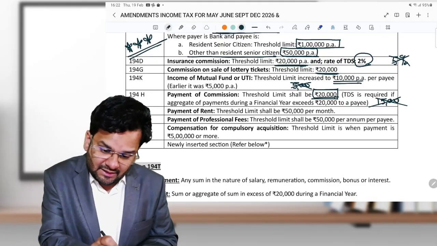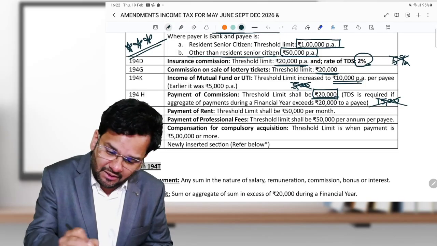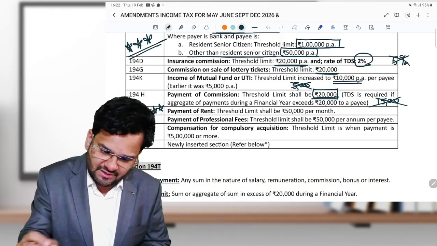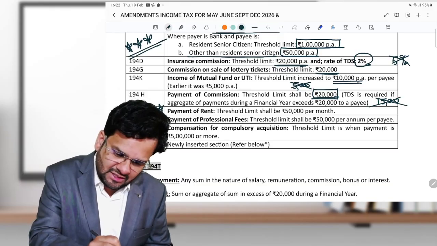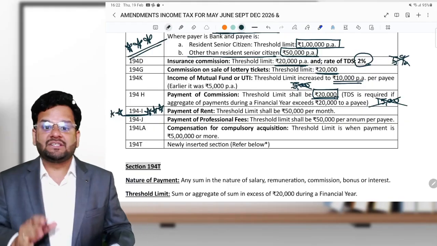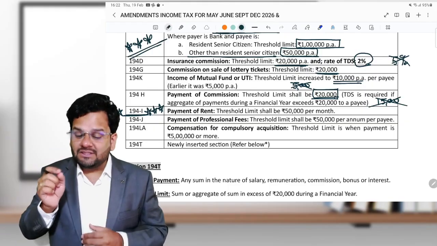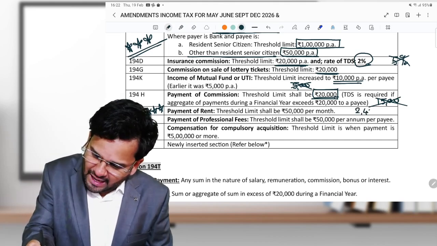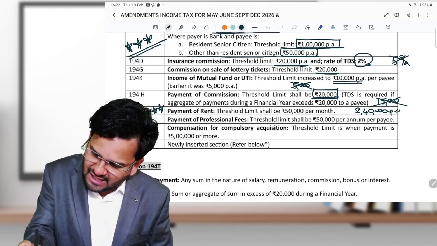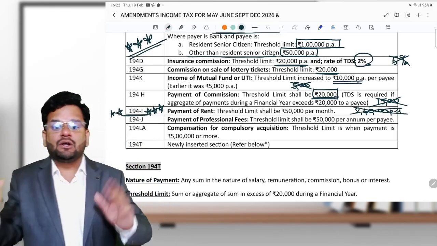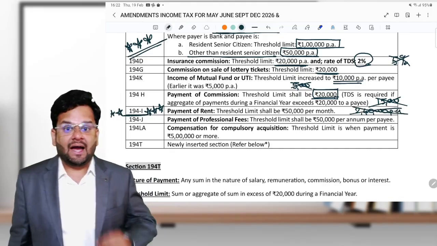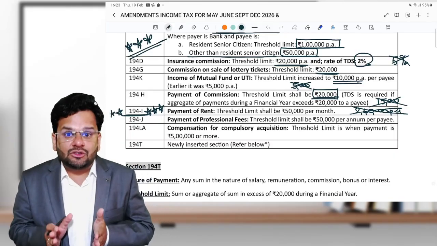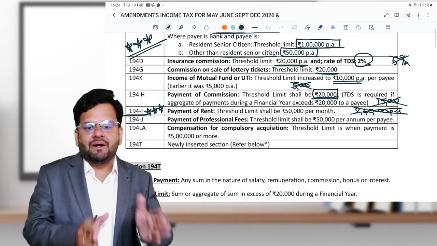Then rent, very big amendment. I would give it 5 stars, my dear friends. I would give it 5 stars. Very critical amendment. For rent, earlier threshold limit was 2,40,000 per annum. Now that threshold limit is deleted, and it is replaced by what? 50,000 rupees per month.